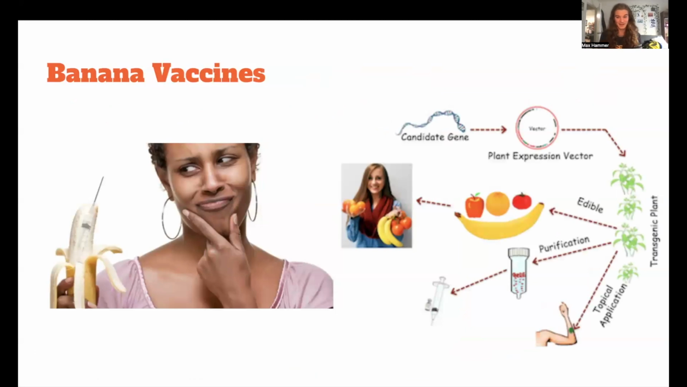People probably here don't really like going and getting vaccines. It's not really fun. You get stabbed by a needle. Nobody really likes that, especially little kids. But they're actually currently developing fruits that are edible vaccines.